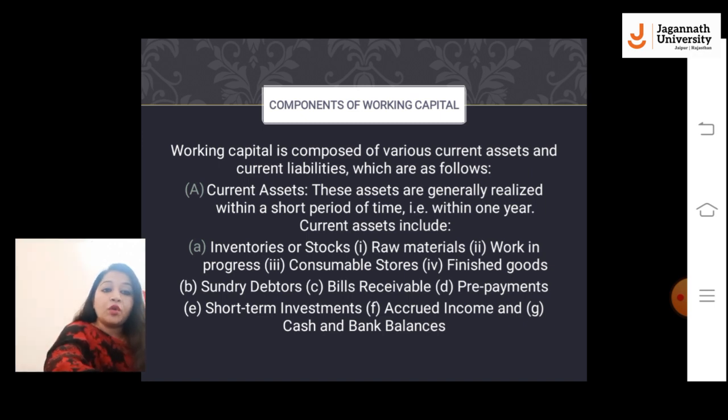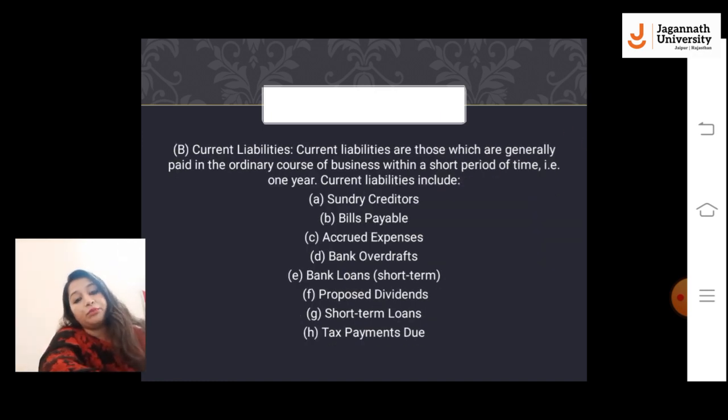Next, some components of working capital. Working capital is composed of various current asset and current liability. In current asset, basically, what do you mean by current asset? These current assets are generally realized within a short period of time, like within 1 year. So current asset includes inventory or stock, raw material, work in progress, consumable goods, and finished goods. Next, debtors, bills receivable, prepaid expenses, short-term investment, accrued income, cash and bank balance. These are the components of current assets.